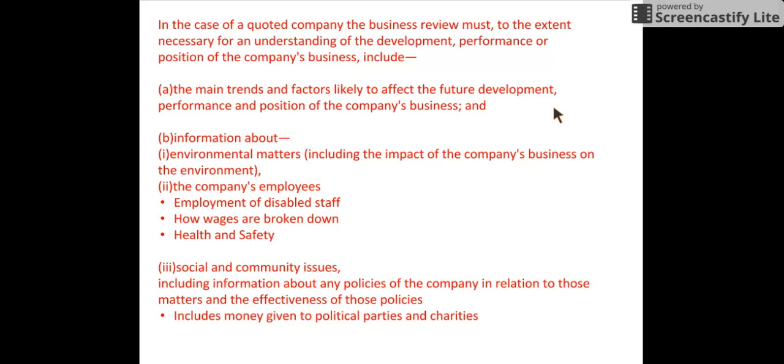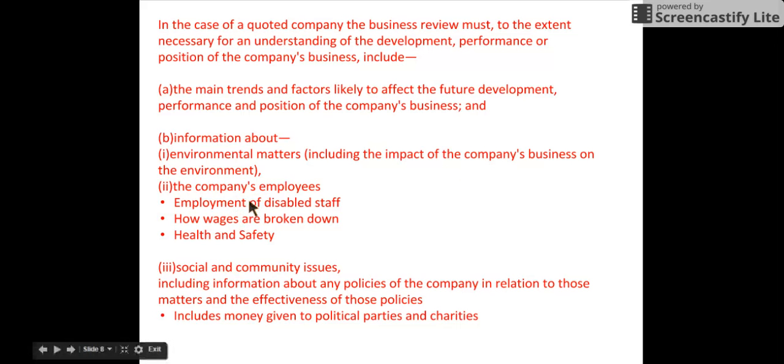It should also include information about environmental matters. So for example, companies now have to talk about their carbon footprint. What are they going to try to do to reduce the impact of global warming? And there should also be two other sections, one containing information about how they treat their employees.